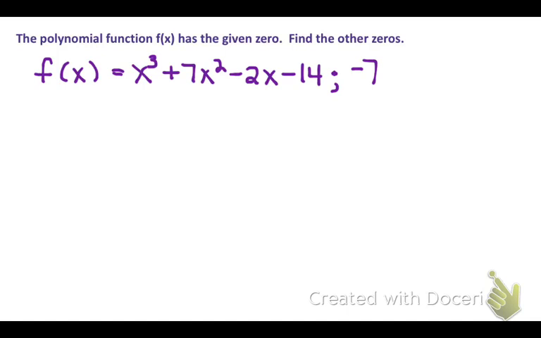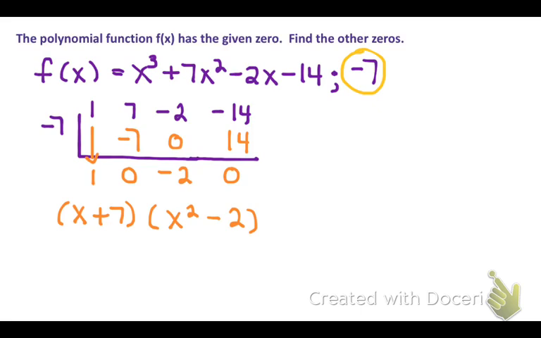If you encounter a problem where they actually give you one of the zero values, and in this case negative 7, we can skip the whole listing all the possible zeros part and go straight to synthetic division. So we know one of our answers was negative 7, so that gives us the binomial x plus 7, and then the x squared comes from this 1, and the minus 2 is there. We can't factor x squared minus 2 anymore, but we can solve for x.